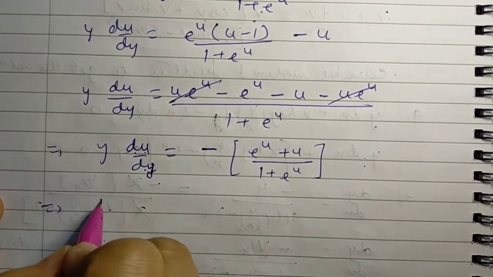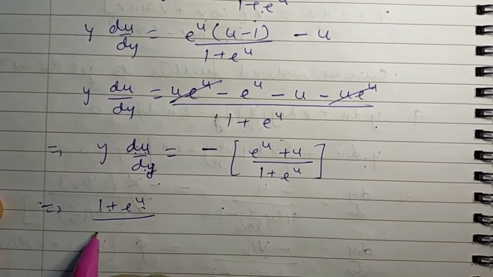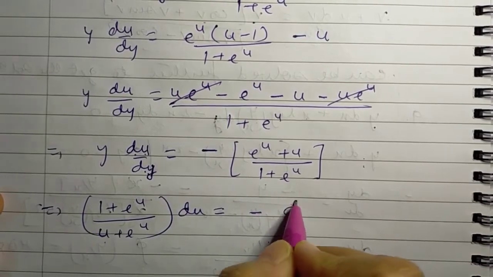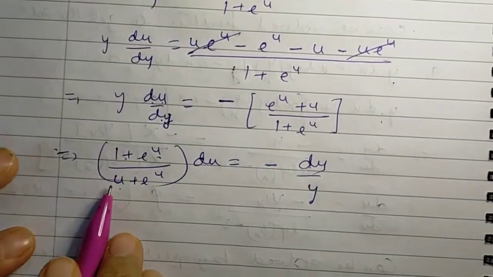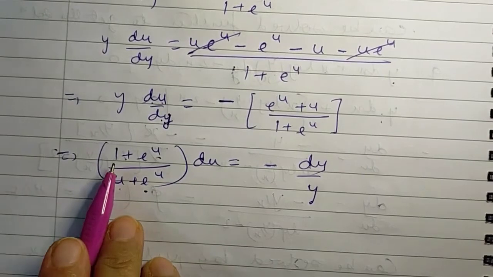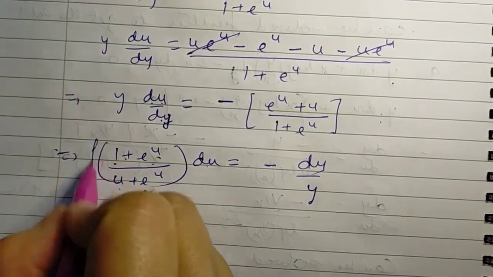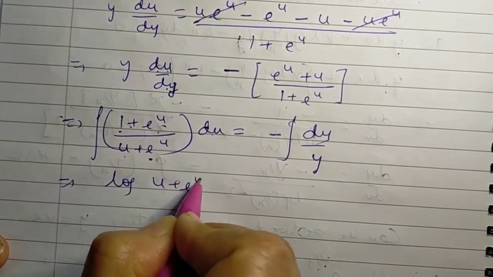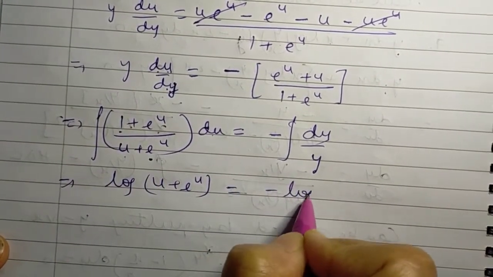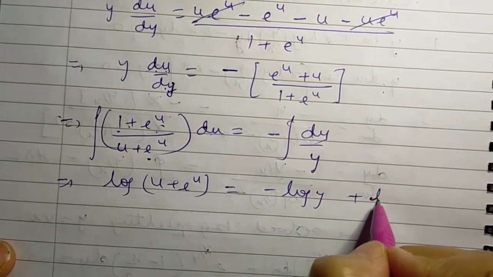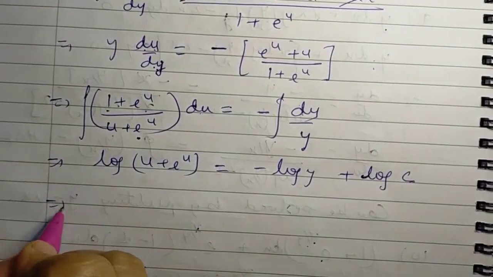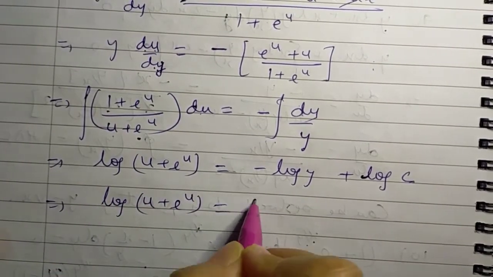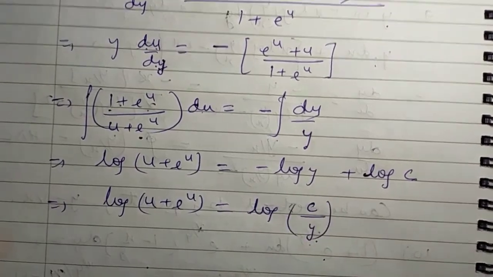So what do I get? (1 plus e raised to u)/(u plus e raised to u) into du is equal to minus dy over y. Now clearly if I put this as t, this becomes dt, and so when you integrate, you get log of (u plus e raised to u) is equal to minus log y, and then the constant we also write as log c, and it gets solved to log of (u plus e raised to u) is equal to log of c upon y.